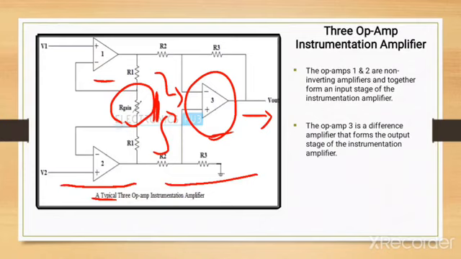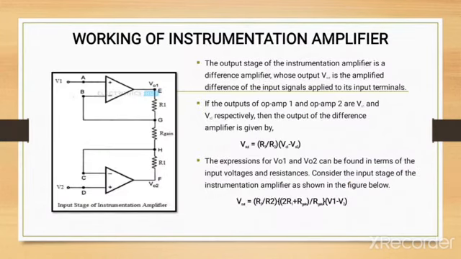So we have seen the circuit design of the 3 op-amp instrumentation amplifier. Op amps 1 and 2 are non-inverting amplifiers and together form the input stage of the instrumentation amplifier. Op amp 3 is the difference amplifier that forms the output stage. Now we will see the working of the instrumentation amplifier. First we will take the input part and derive V01 and V02, and finally we'll derive the output part.